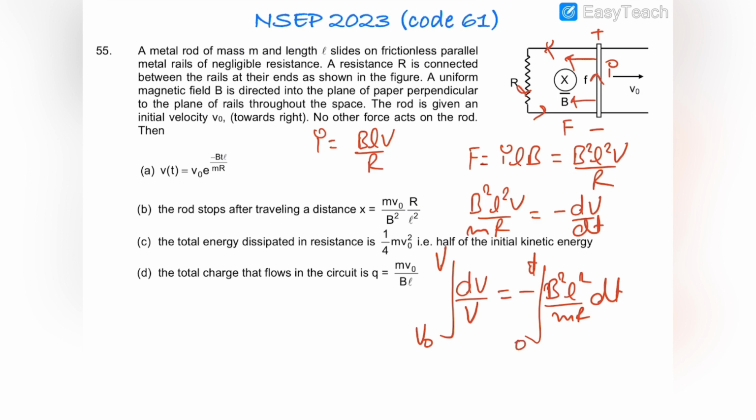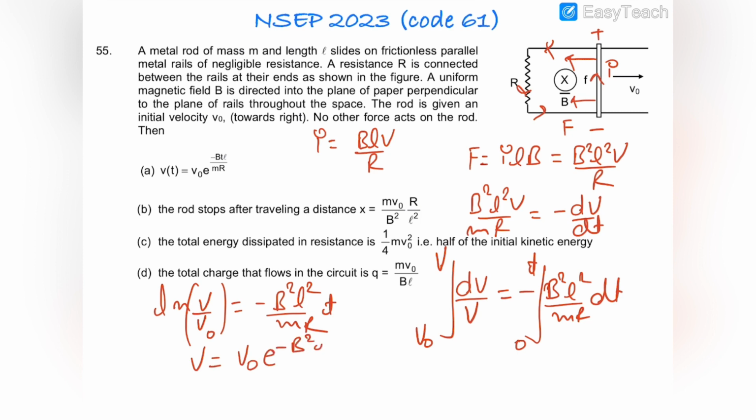So by putting the limit, this is ln v by v0, and it is equal to minus B square L square by MR into t, and v is equal to v0 e to the power minus B square L square t by MR. So this option is incorrect, obviously, because this is B into L only.